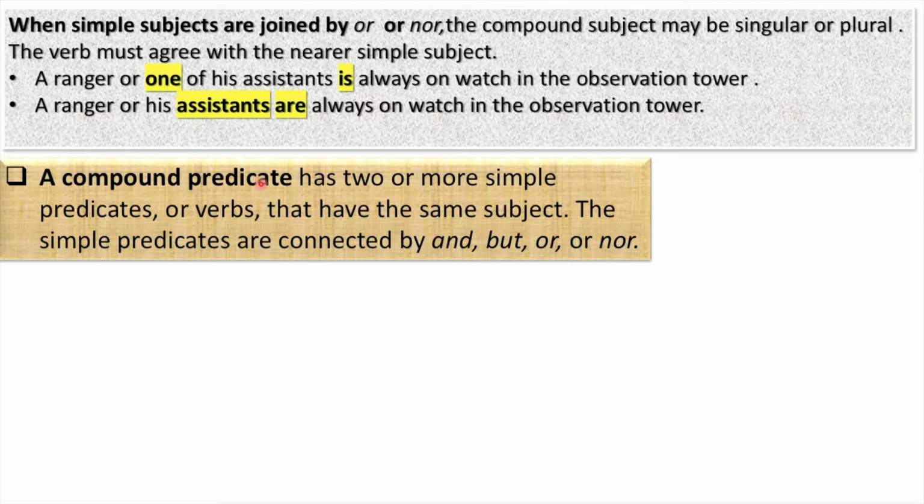A compound predicate has two or more simple predicates or verbs that have the same subject. The simple predicates are connected by and, but, or nor. So, the compound predicate has two or more simple predicates or verbs that have the same subject. The simple predicates are joined by what? By and, but, or even nor.